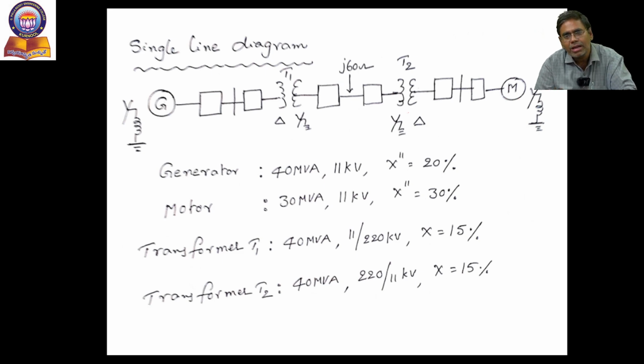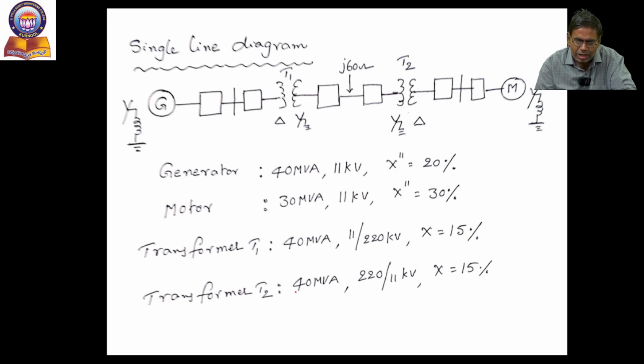While representing the single line diagram, the ratings of all the components are written at the bottom of the diagram. The generator rating is 40 MVA, 11 kV and subtransient reactance is 20%. The motor ratings are 30 MVA, 11 kV and subtransient reactance is 30%. Transformer T1, 40 MVA, 11 by 220 kV, is a step up transformer, transforming 11 kV into 220 kV, and its subtransient reactance is 15%.